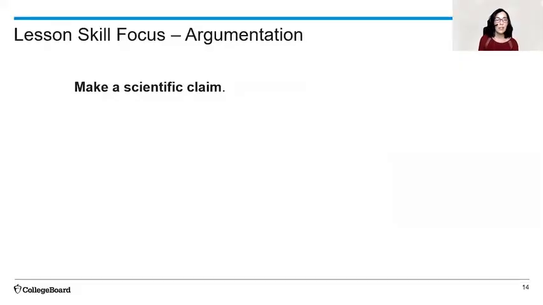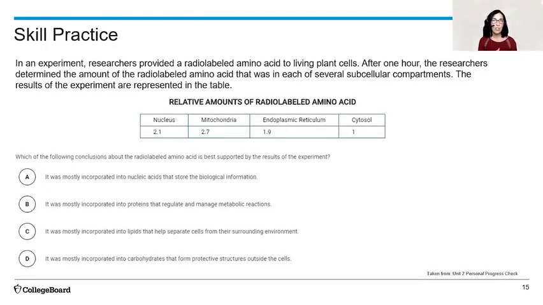Now let's practice the skill of argumentation. When initially constructing an argument, it's important to make a claim. And a scientific claim is just a statement based on evidence. So here is an AP question that presents you with some data that you can use as evidence to make a claim and draw a conclusion. So I'm going to ask you to pause the video right now, read through the question, look at the data, select your best choice, and press play, and we'll talk about the answer together.